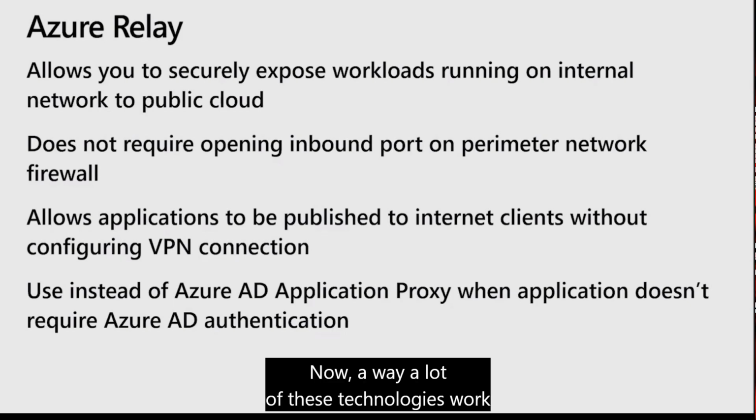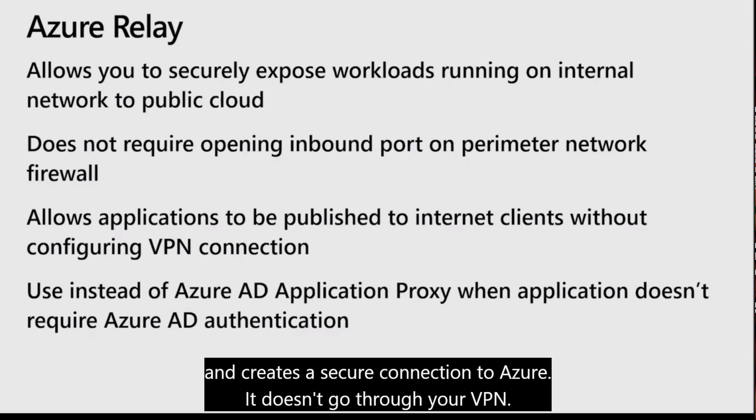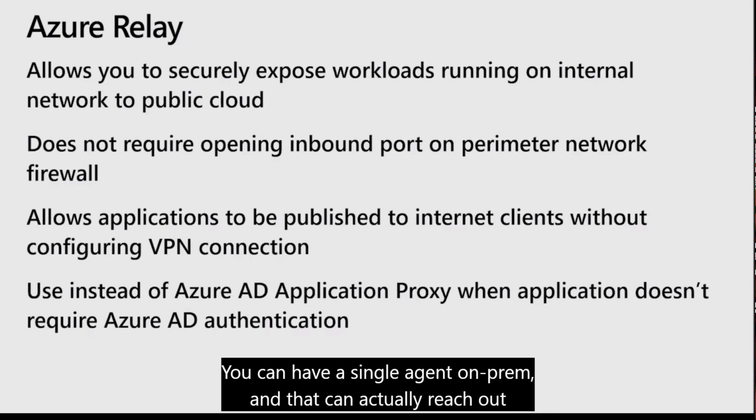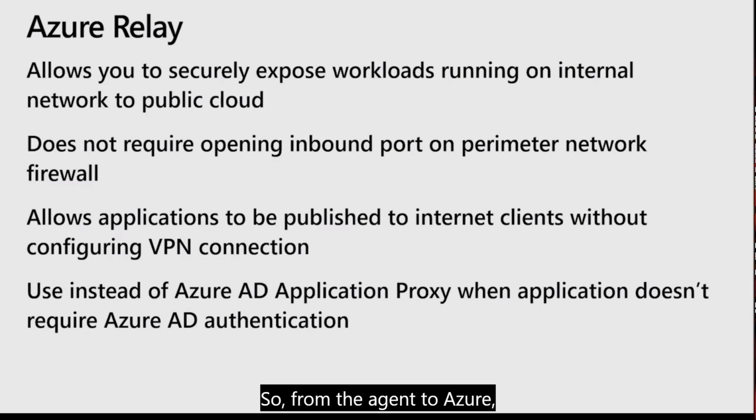Now, the way a lot of these technologies work is that you essentially install an agent on-prem, and the agent on-prem reaches out to Azure and creates a secure connection to Azure. It doesn't go through your VPN. You can have a single agent on-prem, and that can actually reach out to a variety of different hosts that are on-prem. So from the agent to Azure, there is an encrypted connection, but it's not a traditional site-to-site VPN.